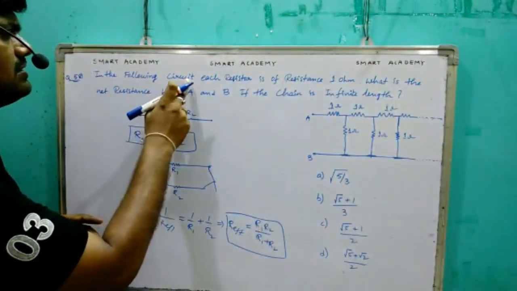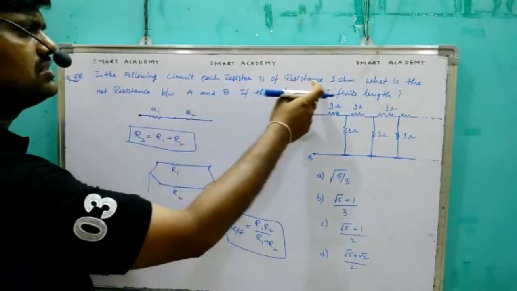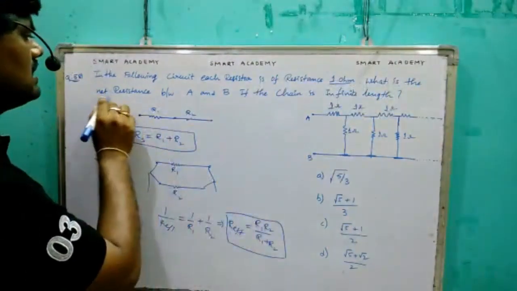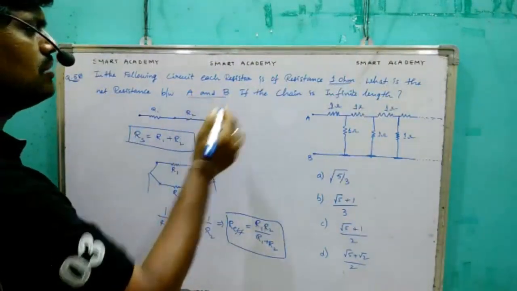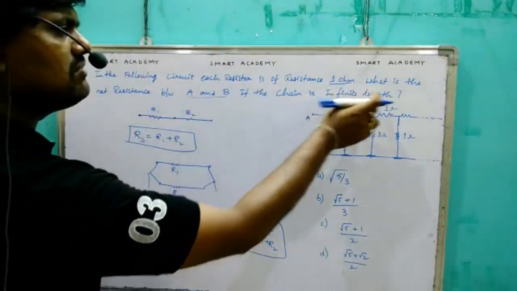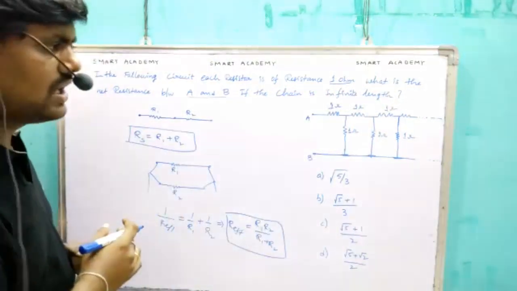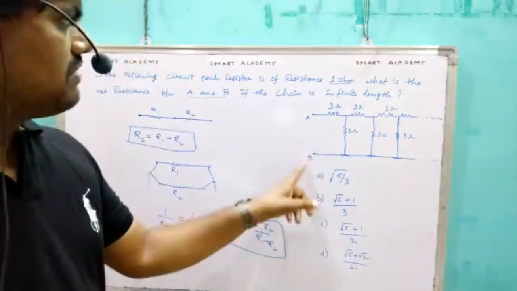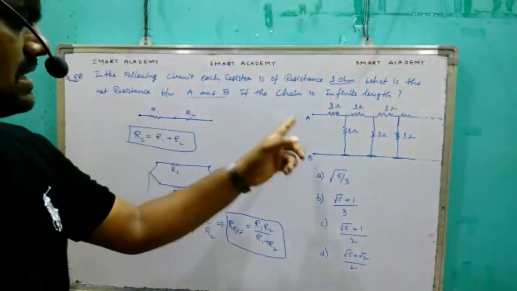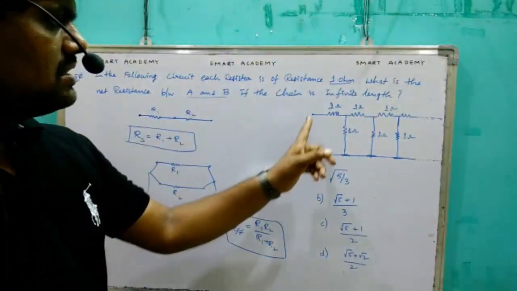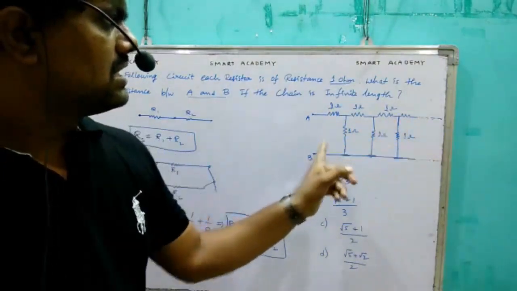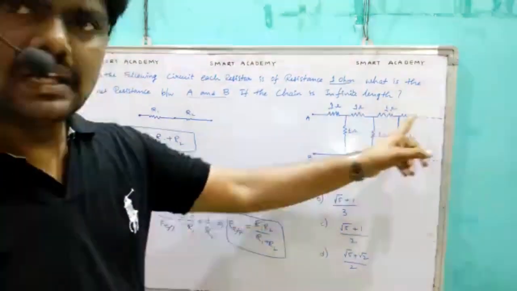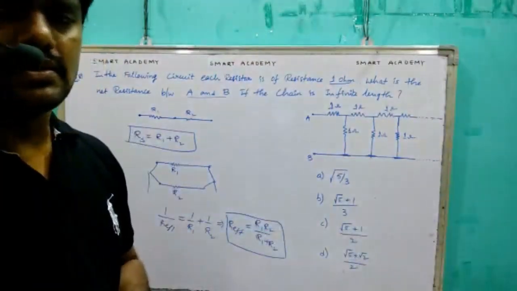In the following circuit, each resistor has a resistance of 1 ohm. What is the net resistance between A and B if the chain is of infinite length? Between A and B we find the resultant or net resistance. These are connected in infinite length.